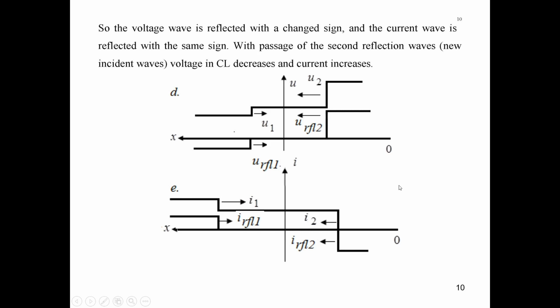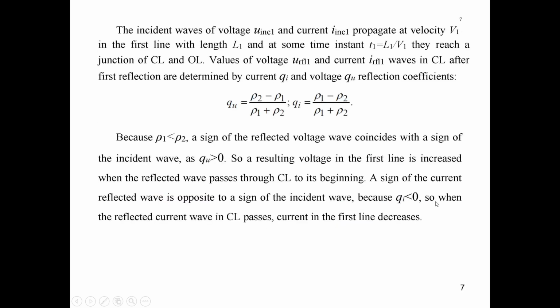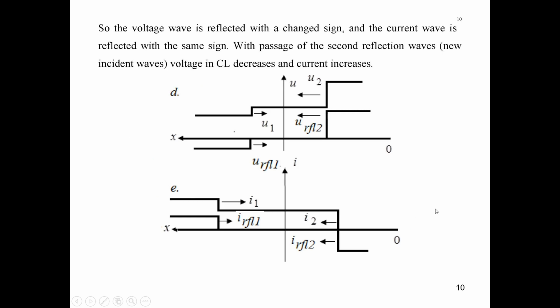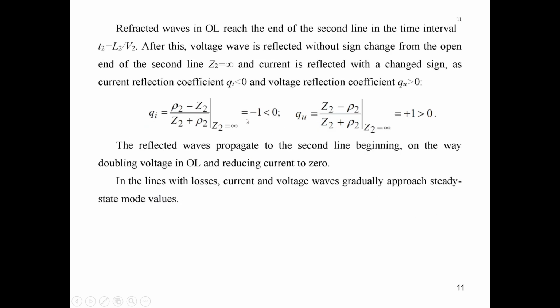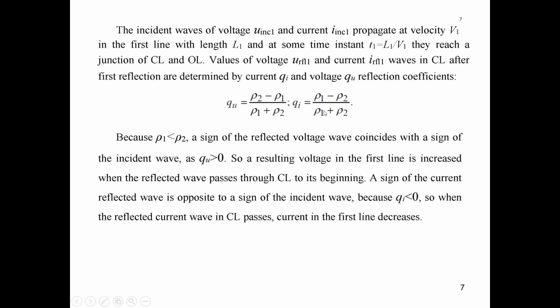Let's consider now what is going on in the second part of this line, at the end of which we have Z2 tends to infinity. At the moment equal to L2 over V2, when this wave reaches the end of this overhead line, and Z2 equal to infinity, we can write down the expression for the reflection coefficient at the end of this open overhead line. It will be ρ2 minus ρ1 over ρ1 plus ρ2.